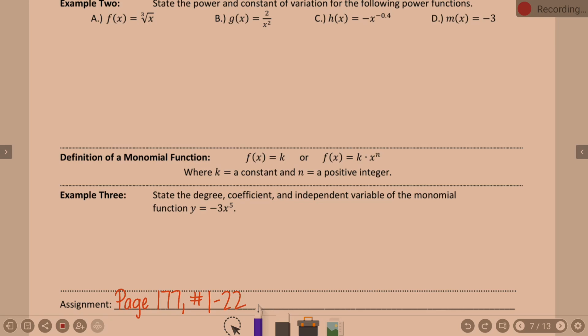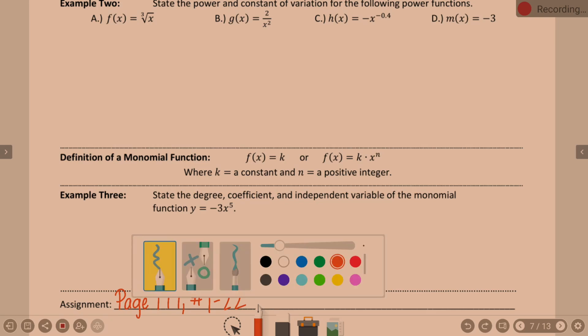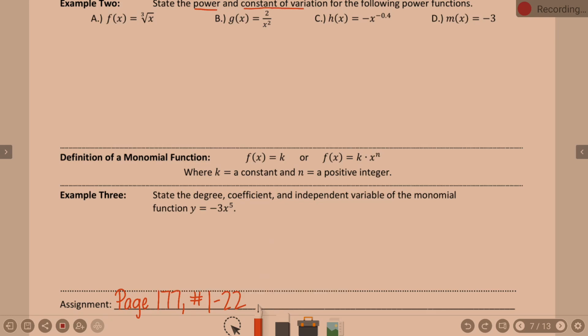States the power and constant of variation for the following power functions. So, what form is this based on then? If you look up above, this is based on the form f of x equals k x to the a, yes? Just a little reminder, that's the form that they told us. That's what a power function looks like, where k is your constant of variation, a is your power.